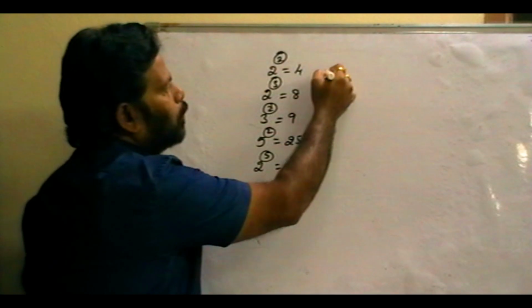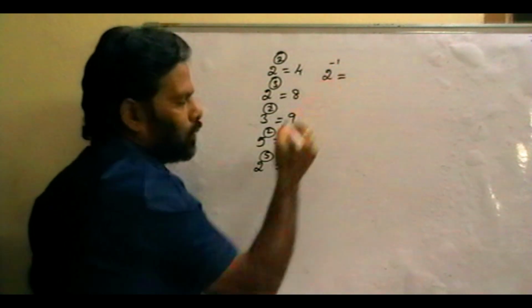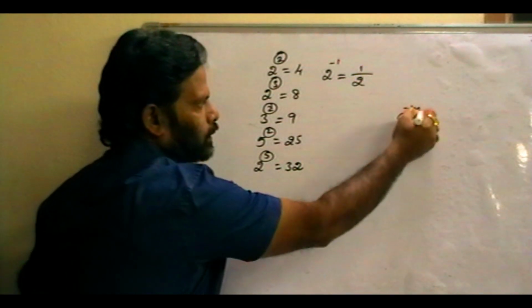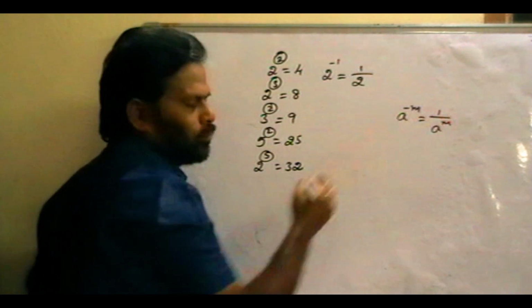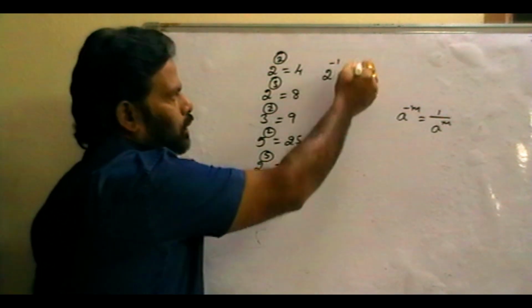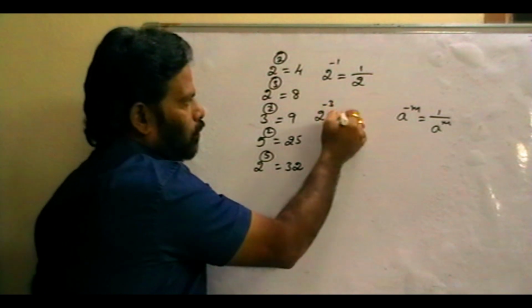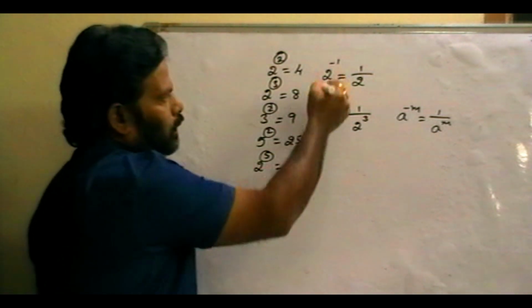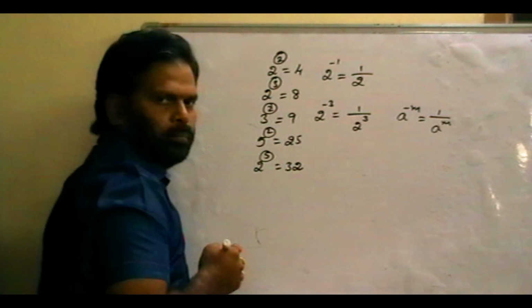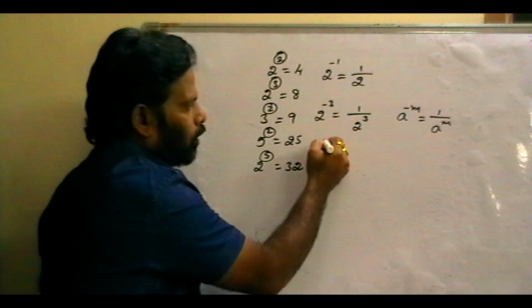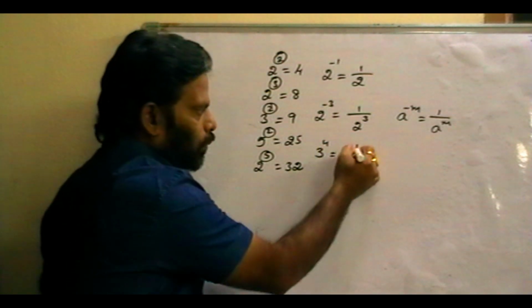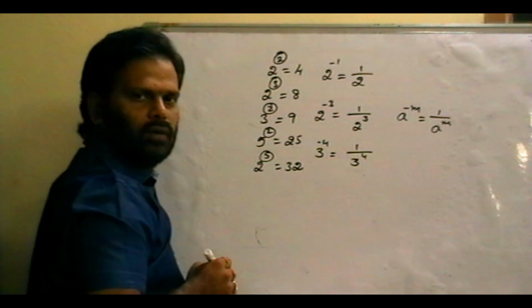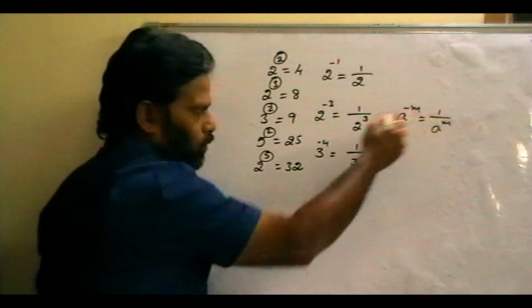Next, 2 to the power of minus 1. 2 to the power of minus 1 is equal to 1 by 2. Why? Because a to the power of minus m is equal to 1 by a to the power of m. So 2 power minus 1 is equal to 1 by 2. 2 power minus 3 is equal to 1 by 2 cube. Because a to the power of minus m is 1 by a to the power of m. 3 to the power of minus 4 is equal to 1 by 3 to the power of 4. So a to the power of minus m is equal to 1 by a to the power of m.